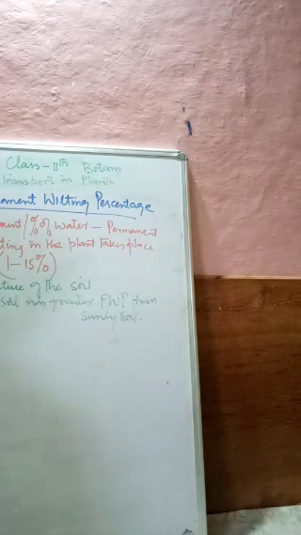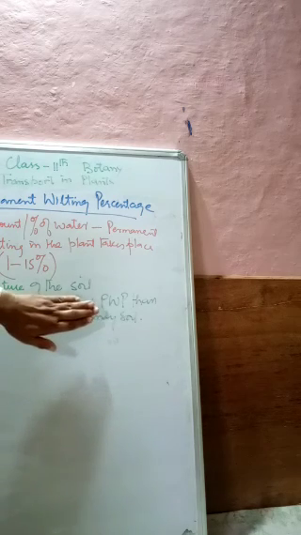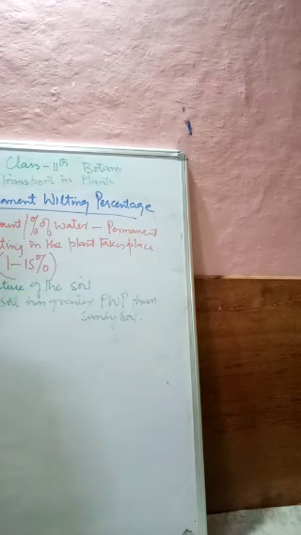And lastly we studied the permanent wilting percentage. It is simply the percentage or amount of water present in the soil so that permanent wilting in the plant takes place, and its value varies from 1 to 15%. It also depends upon the texture of the soil. For example, clay soil has greater PWP than sandy soil.